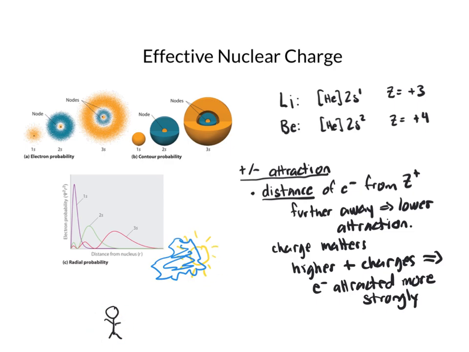an attraction. So what we imagine is that these core electrons are going to shield the valence electrons from the nucleus.